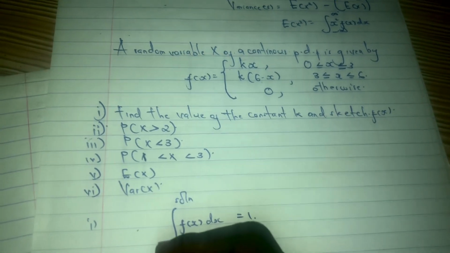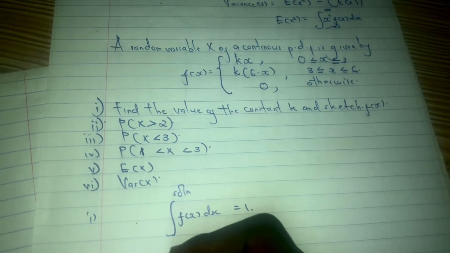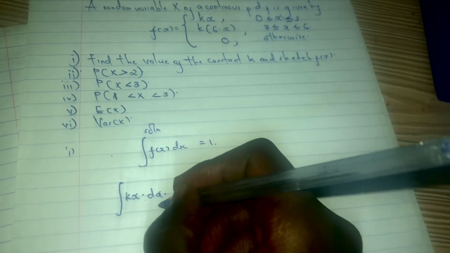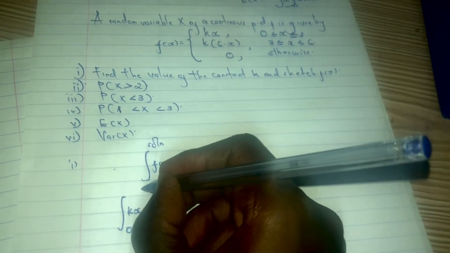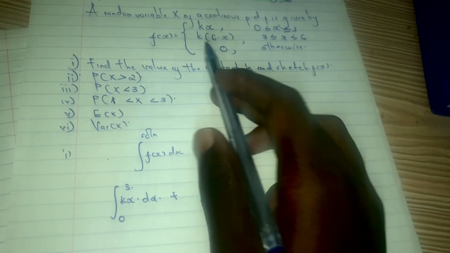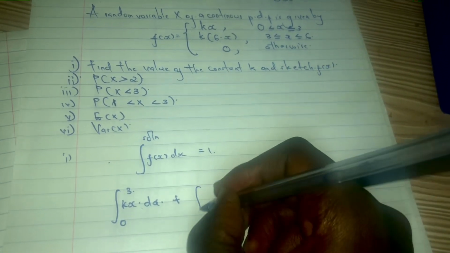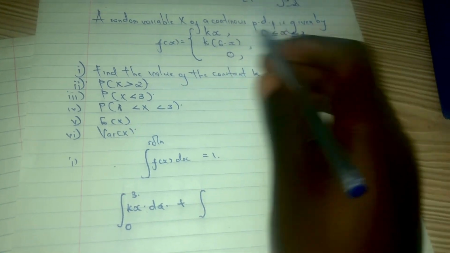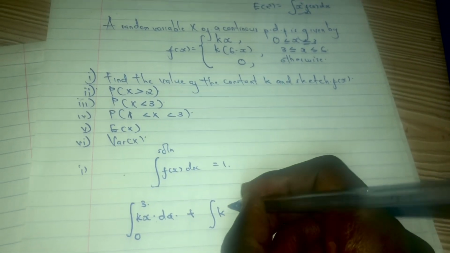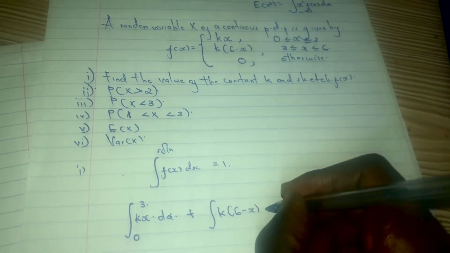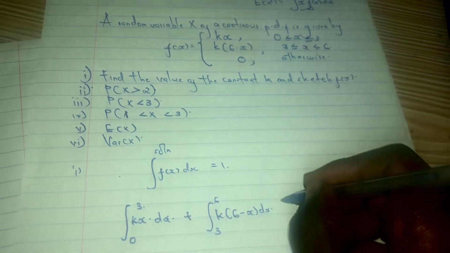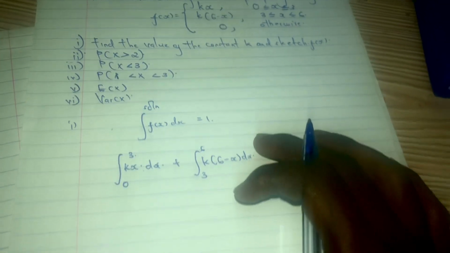We start with the first one, the integral of kx dx, the interval is from 0 to 3, are we together? Plus, then you go to the next one here. If it is only one piece, you stop there, but now there are two or more, so you just add plus the integral of k times 6 minus x dx, the interval is 3 to 6, and this equates to 1.